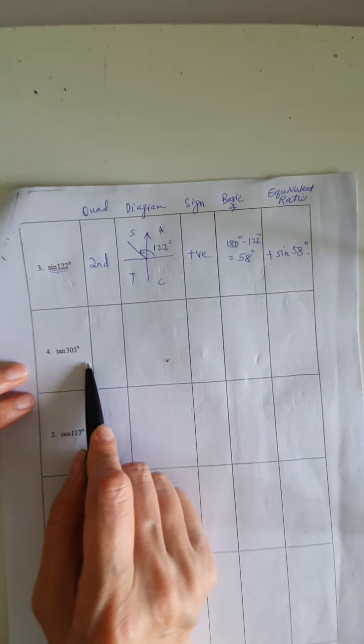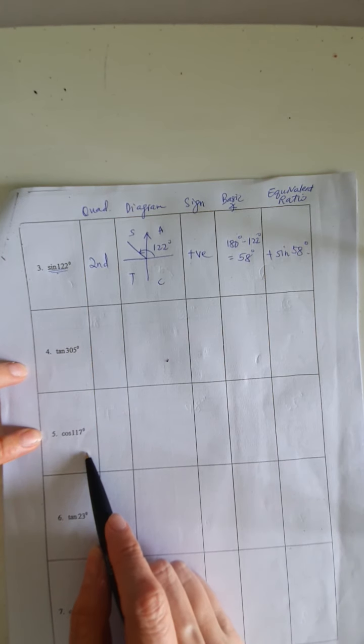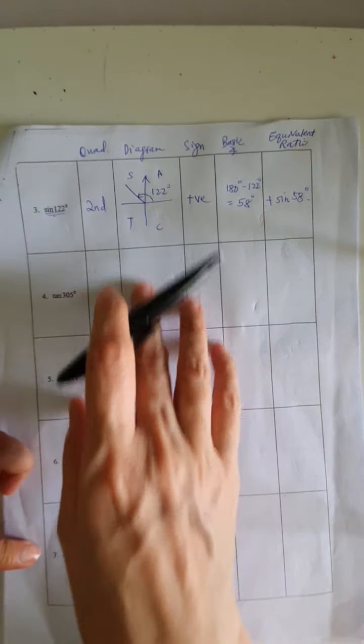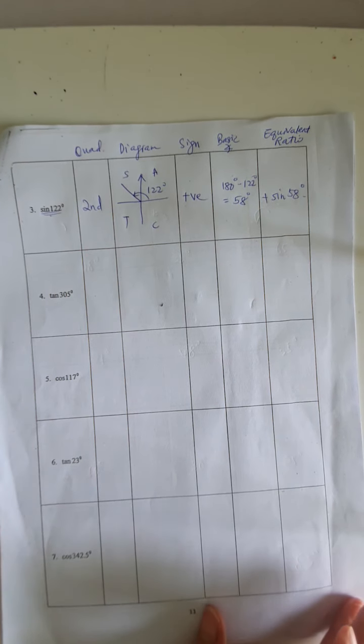Alright, so I leave this for you to try out. Tangent, cosine, tangent, and 352. This whole page, do it for homework. Let's go on to the next page.